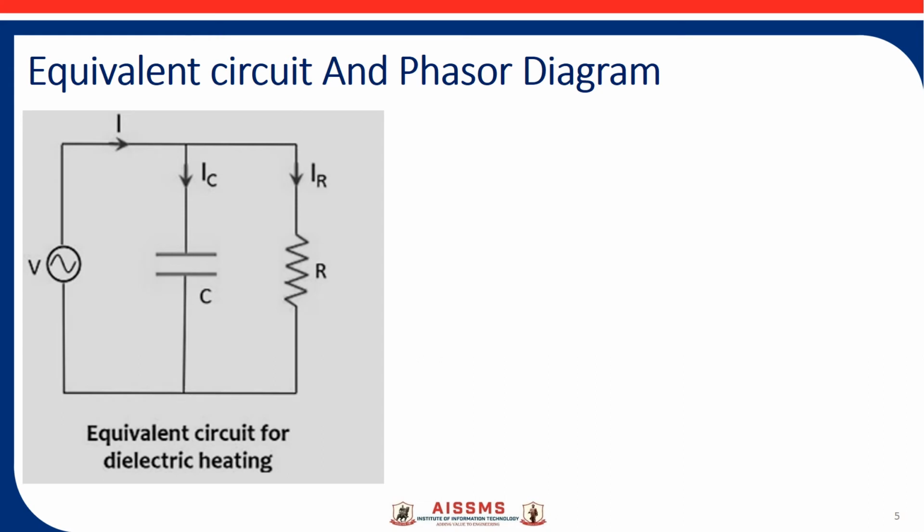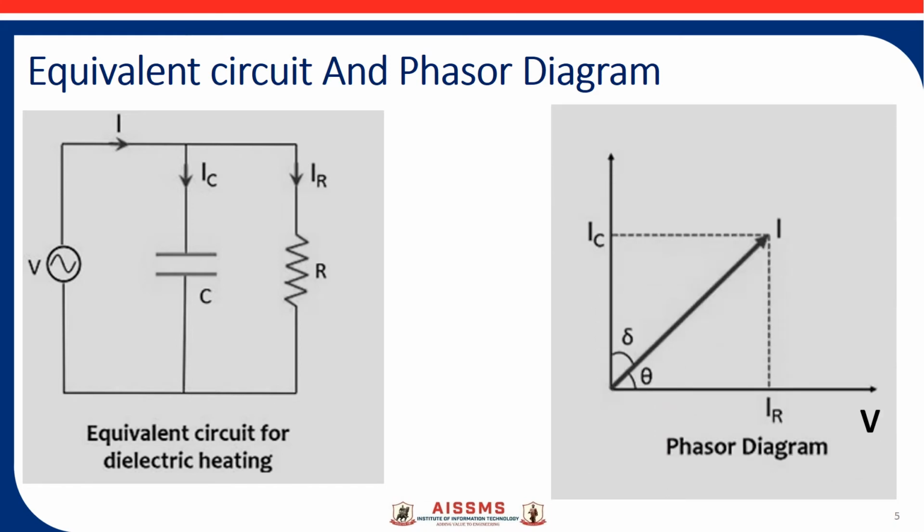The capacitor is not pure, so we show a resistance in parallel to it, and this parallel combination connected across alternating voltage source. So the circuit draws current I, total current, which gets distributed at this node as IC passing through the capacitance of the substance, and the leakage factor is taken care by IR. We show a resistance in parallel to the capacitance. So this is equivalent circuit for the dielectric heating.